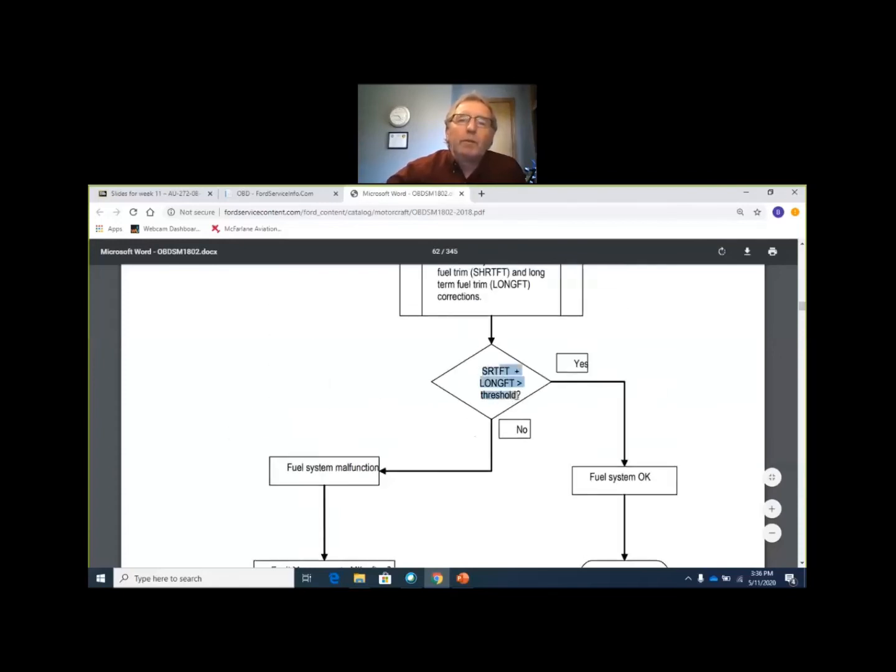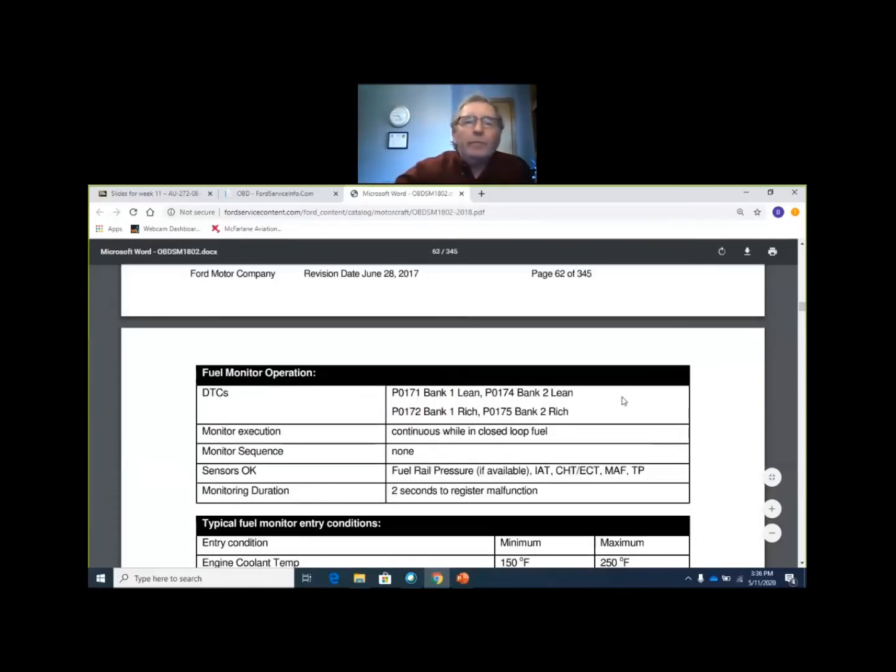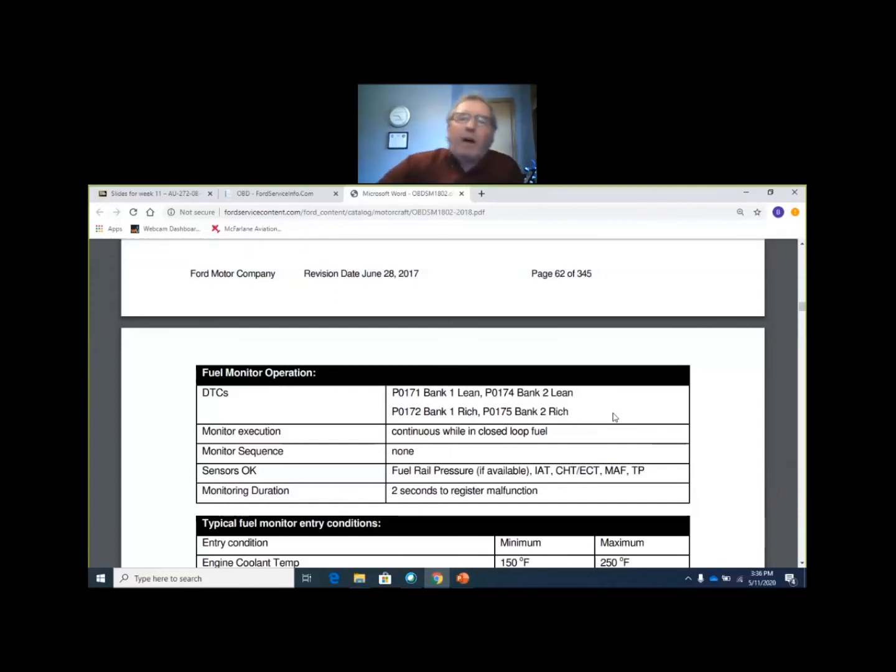So here's the question, what is the threshold? And that's what I'm telling you on this slide. I've seen it at 25%. I think I saw it at 45 on that Chevy. See what we got here. Possible diagnostic trouble codes are P0171, 172, 174, 175. So we got bank 1 lean, bank 2 lean, 171, 174. Bank 1 rich, bank 2 rich, 172, 175. I have a feeling that's not correct.